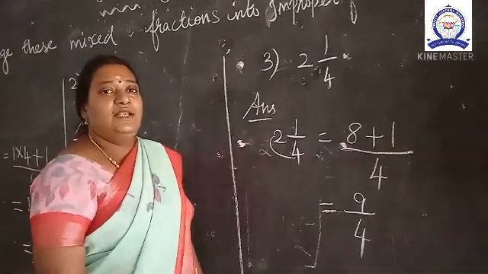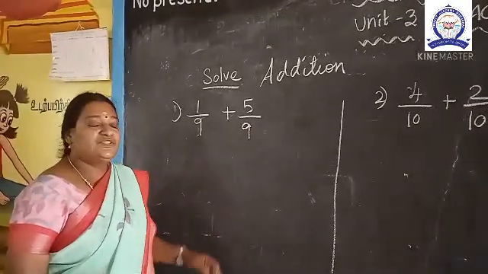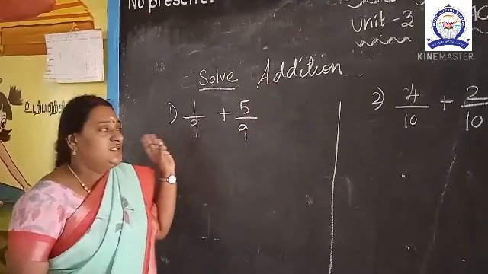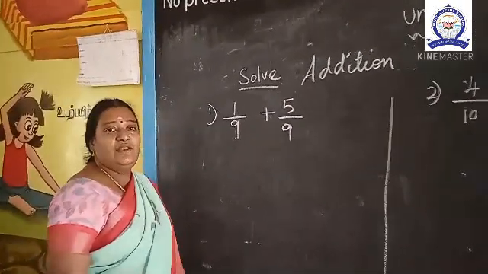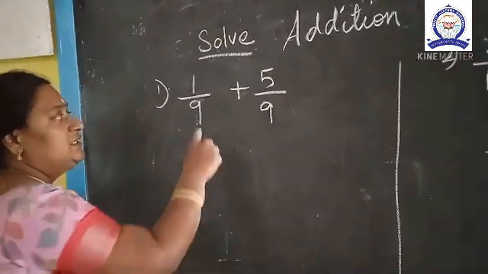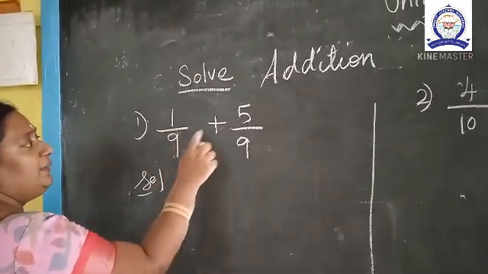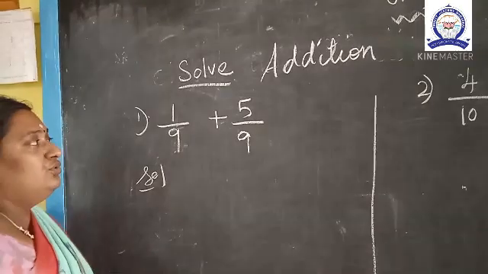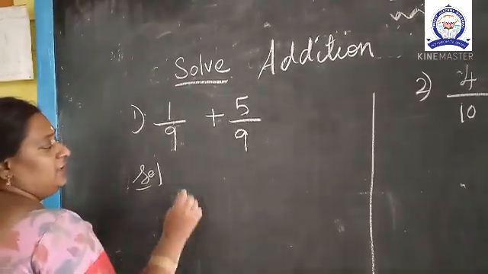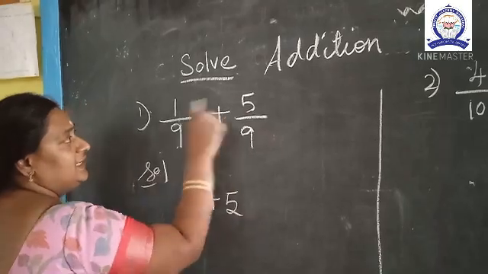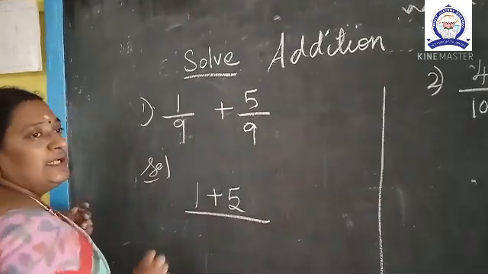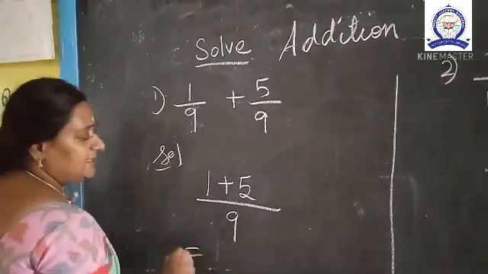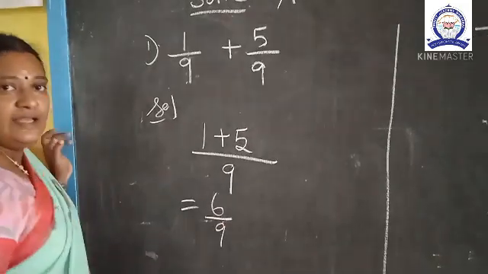Okay children, let us see another sum. Next children, solve addition. Okay, addition of fraction. So in addition of fraction, I told in my introduction part what we have to do. So solution, you add 1 by 9 plus 5 by 9. See the denominator number, it is like fraction. So what we have to do, step 1, you add the numerator, 1 plus 5, divided by, you keep the denominator same. You write the denominator same, 9. Now the answer is 6 by 9.